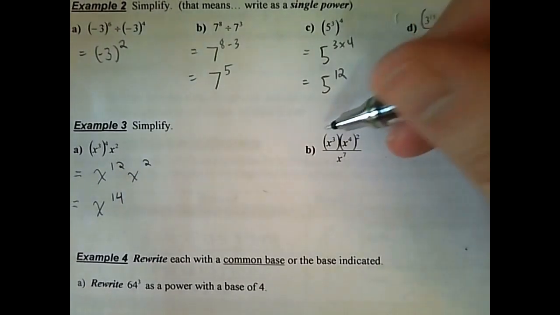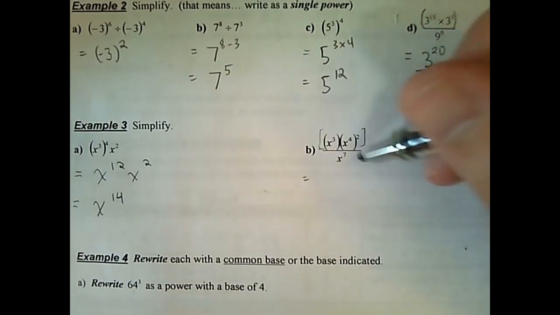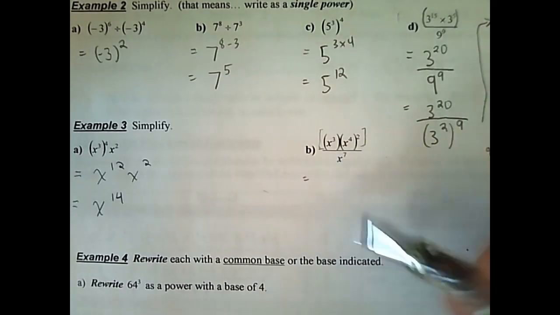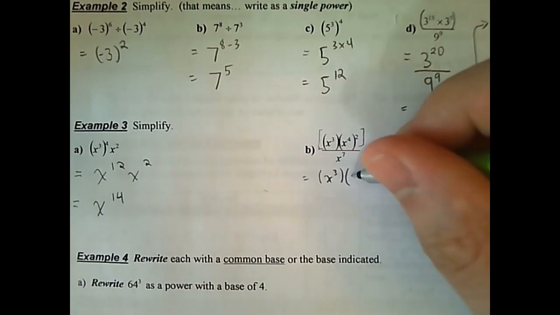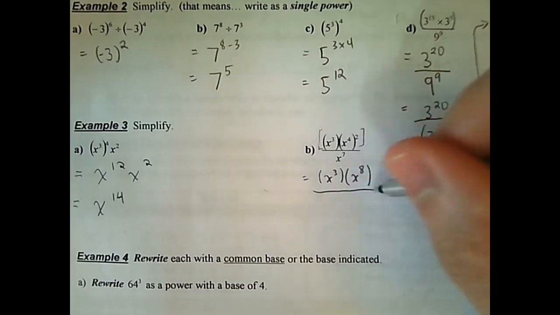For B, again, I'm going to do the numerators and denominators separately. The denominator is nothing here, so nothing to simplify there. So here I'm going to follow BEDMAS first, and I'm going to multiply the exponents. So I get x to the power of 8 over x to the power of 7.